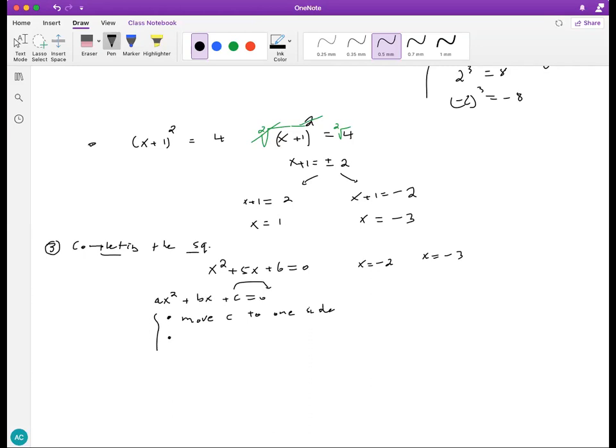Once you move that c, then you're going to add a number. You're going to add b over 2, squared. Whatever this number might be, you find it based on b. In this example, it's 5. So we take that number b, divide by 2, and raise it to the second power. You add it to both sides. Again, all this work is just to get it to look something like this, where we can apply the square roots to both sides.